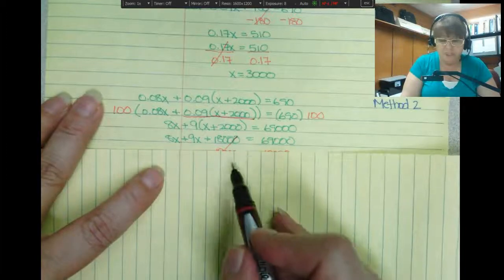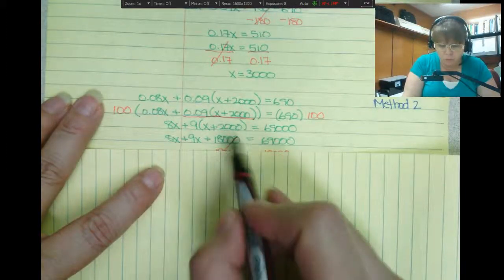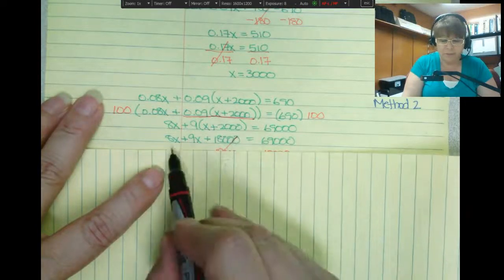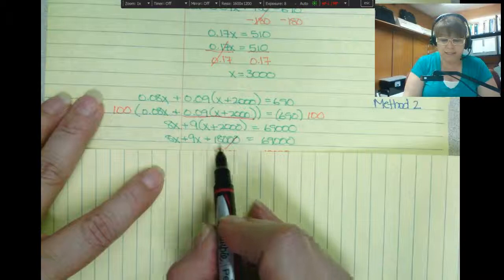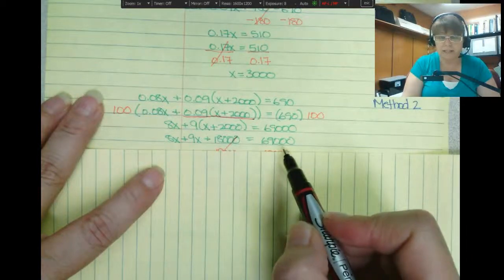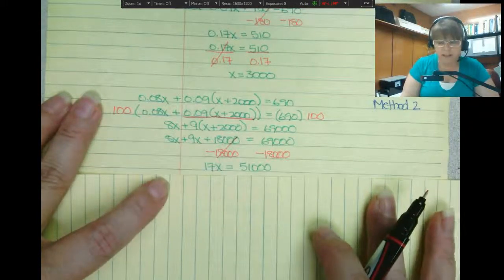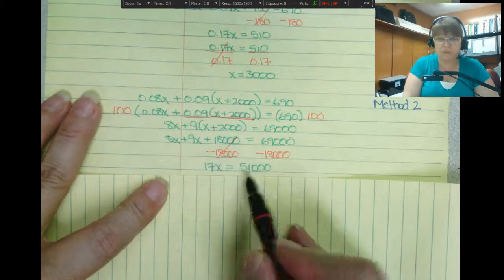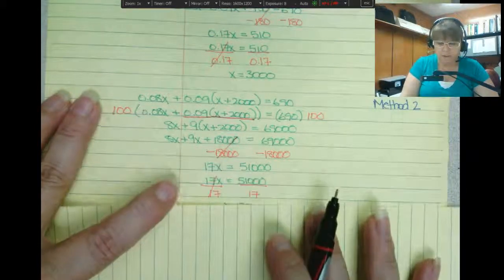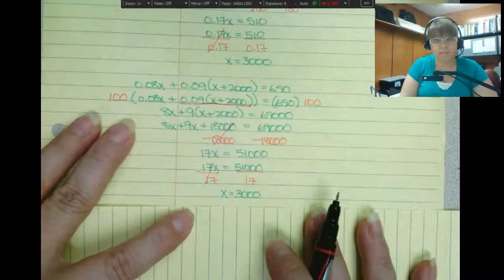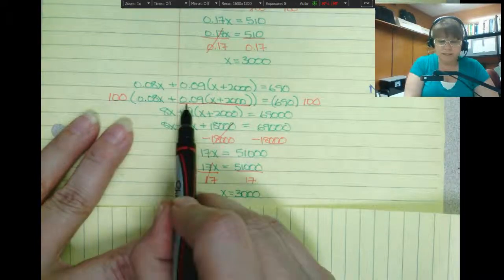I distribute the 9 across the x and the 2000, leaving me with 8x plus 9x plus 18,000 equals 69,000. Subtract the 18,000 from both sides, and combine like terms, 17x equals 51,000. Divide by the coefficient of 17, and my result is still 3,000. So whether you want to work with decimals or not is up to you, but remember this one step.